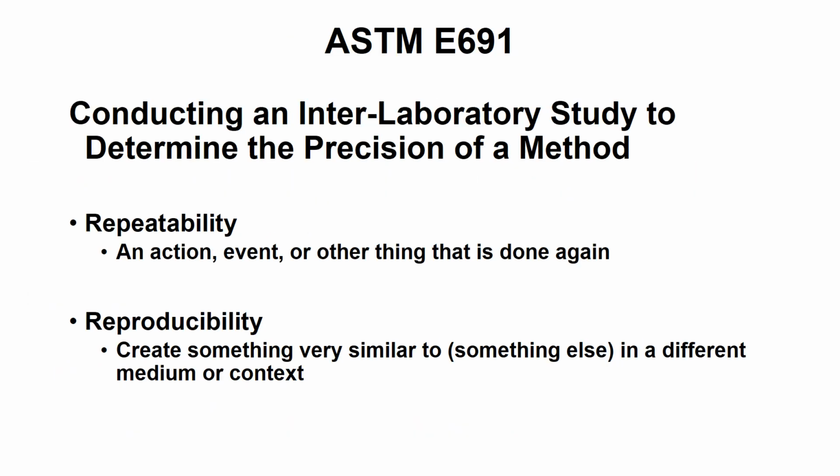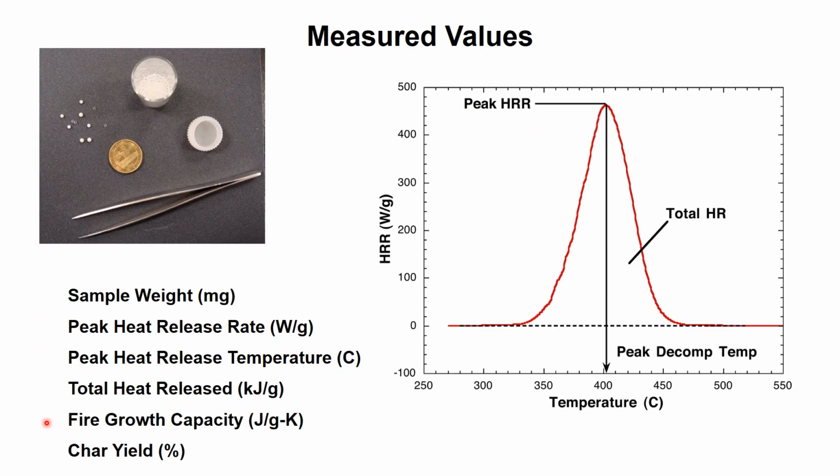Since the MCC is an ASTM standard, we're conducting our round robin according to the guidelines of ASTM E691, conducting an interlaboratory study to determine the precision of a method. And we're going to look at the repeatability, that's how well an MCC's data agrees with itself, and the reproducibility, how an MCC's data agrees with all the other MCCs in the study. Here's a list of values we're asking the participants to report on.